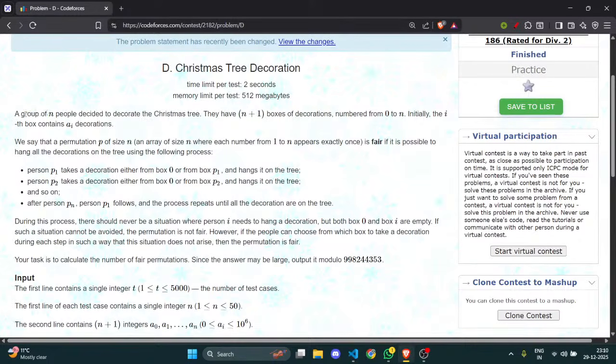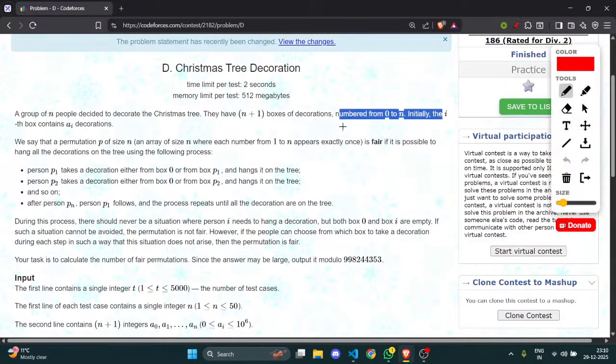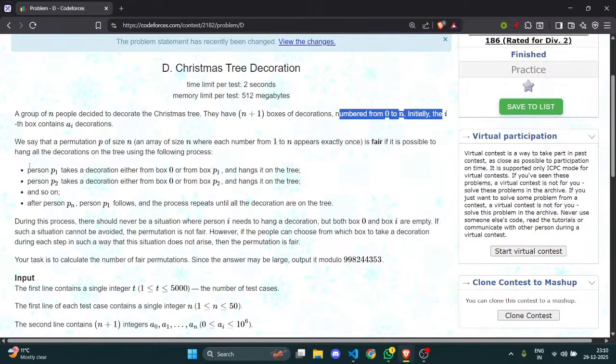So what are we given here? There are a group of n people who decided to decorate a Christmas tree. They have n plus 1 boxes of decoration, numbered from 0 to n. So if n is equal to 4, which means we actually have 5 boxes, 0 1 2 3 4. Okay. So person 1, P1, takes a decoration from it.